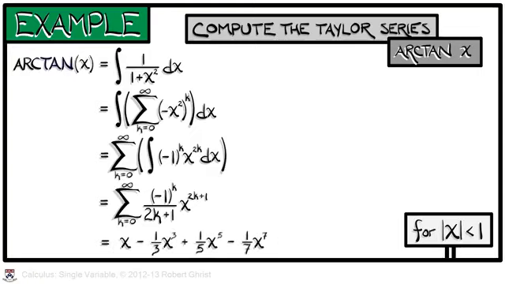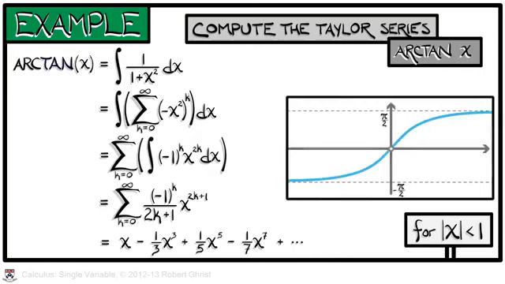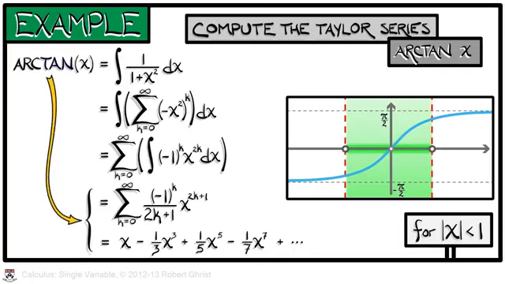We therefore obtain the Taylor series x minus x cubed over 3 plus x to the 5th over 5 minus x to the 7th over 7, etc. Once again, no factorials in those denominators. And once again, it is important that x remain less than 1 in absolute value in order for this series to converge, because we used the geometric series as its basis.